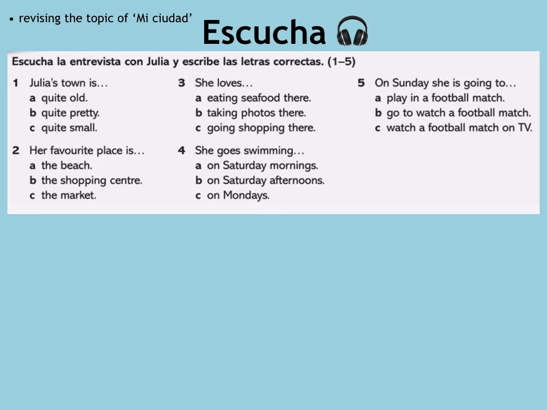4, ¿Qué haces los sábados? Por la mañana juego al fútbol y luego por la tarde hago natación en la piscina.